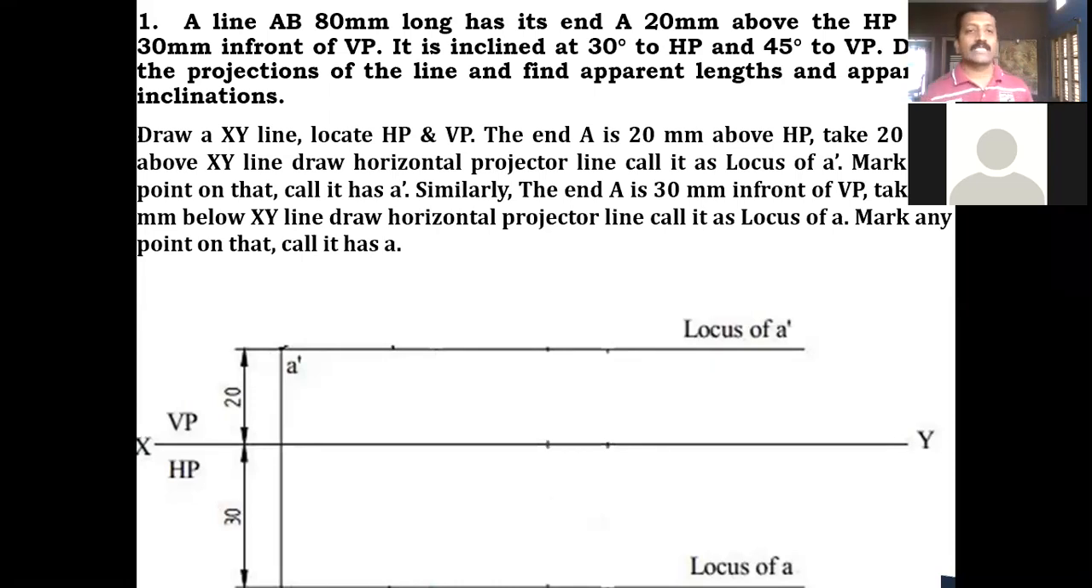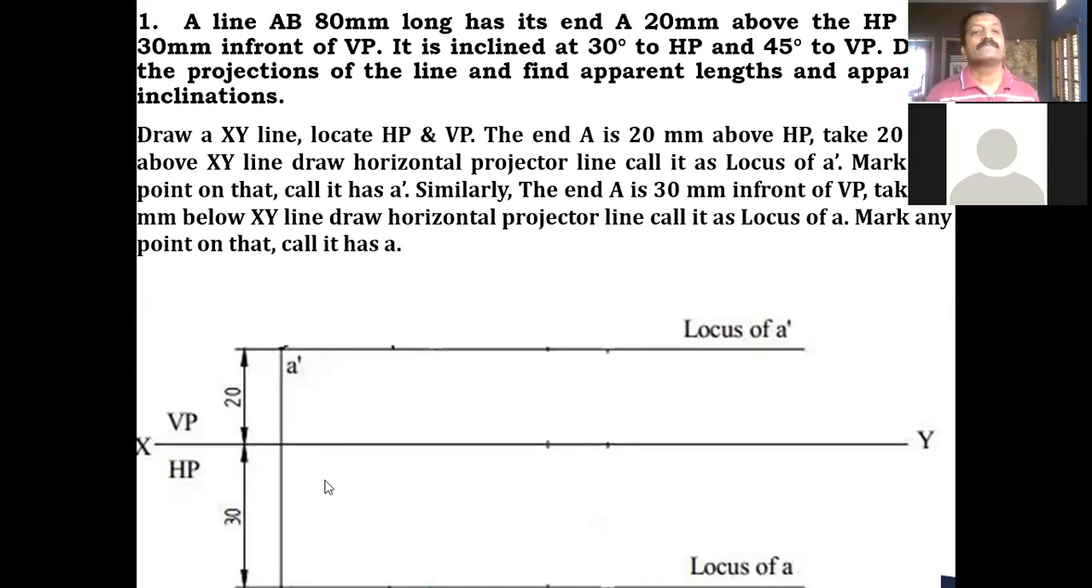First I have drawn the XY line. I have written the VP as well as HP also. Now he says that end A is 20 millimeter above HP. Above HP means above XY line. You take 20 millimeter above XY line, draw one horizontal projector line, and by keeping 5 millimeter distance from the dimension line, you mark one point and call that the A dash point, because that is end A in the front view. Draw the horizontal projector line, which you call the locus of A dash.